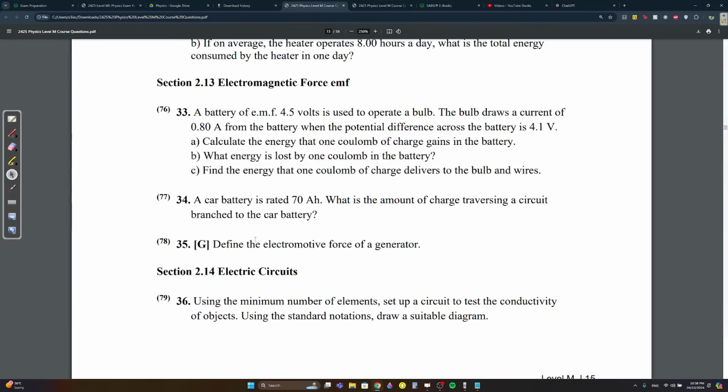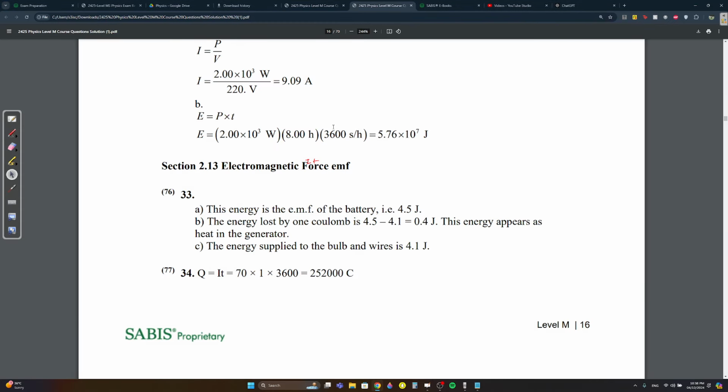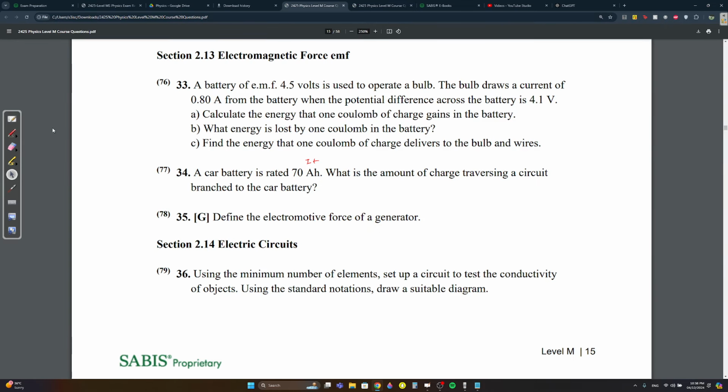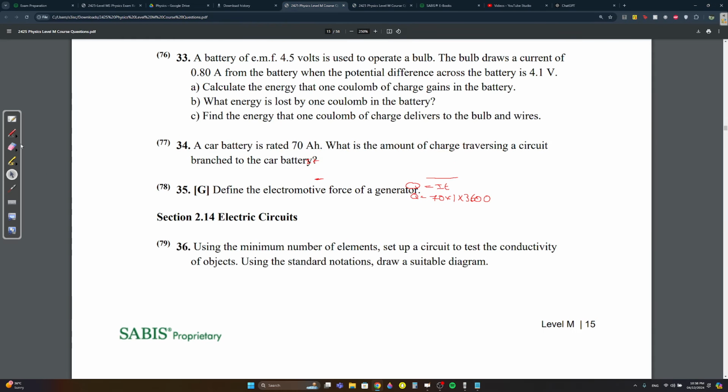A car battery is rated 70 ampere hour. What is the amount of charge traversing a circuit branch to the car battery? I think it's just 70. Wait, this is time in hours. Okay, amount of charge is Q equals IT. In this case, the current is 70, with the time of 1 hour. And 1 hour has to be in seconds. So 1 times 3,600, and you're gonna get this number, 252,000.